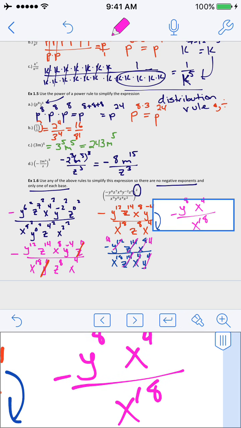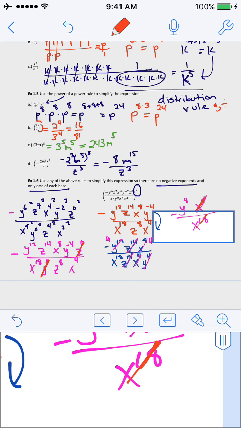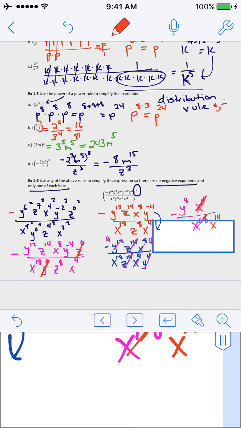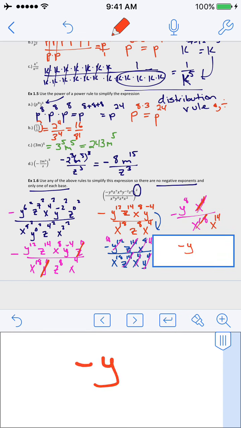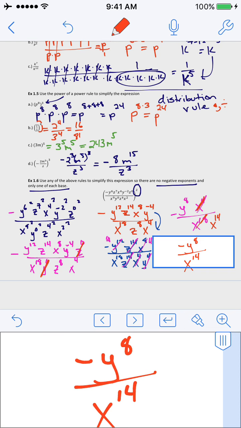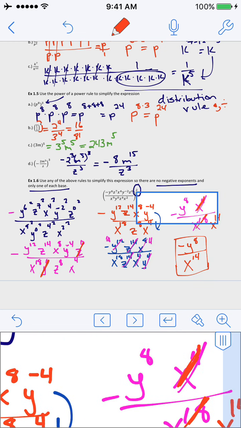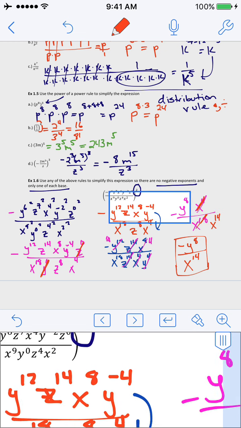I can cancel these x's using the quotient rule. So 4 will cancel, let's use red, 4 will cancel with 18 to leave me x to the 14th on the bottom. So my final product is negative y to the 8th over x to the 14th. Notice I have no negative exponents, a positive 8 and a positive 14, and I have one of each base. All right, cool.